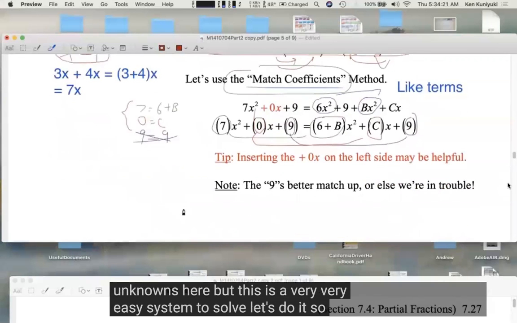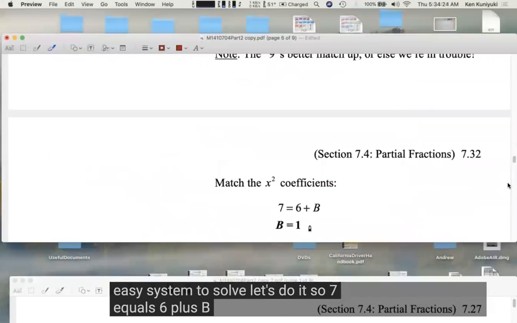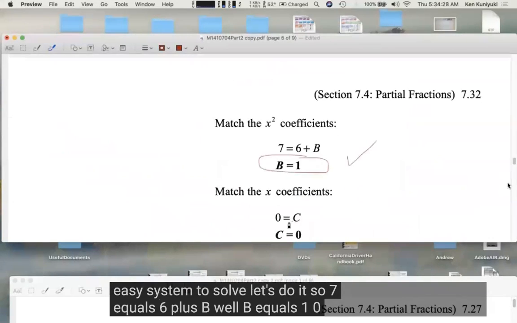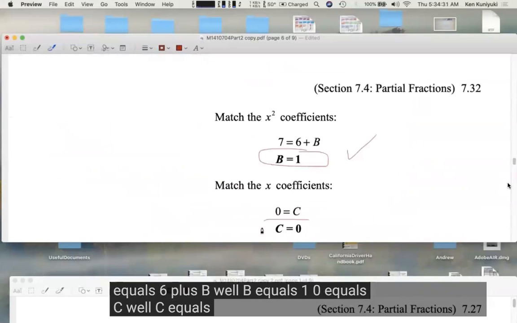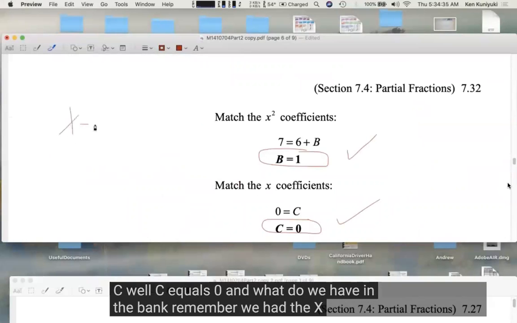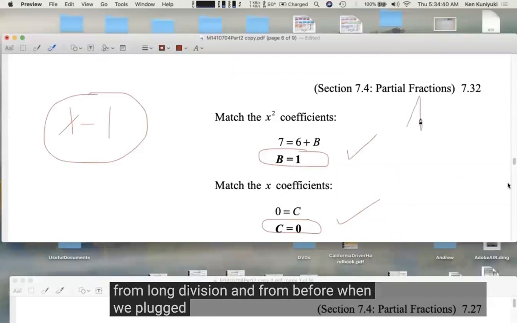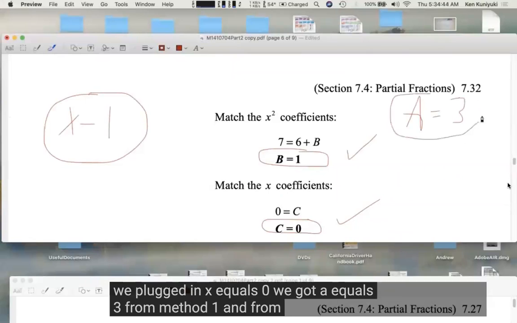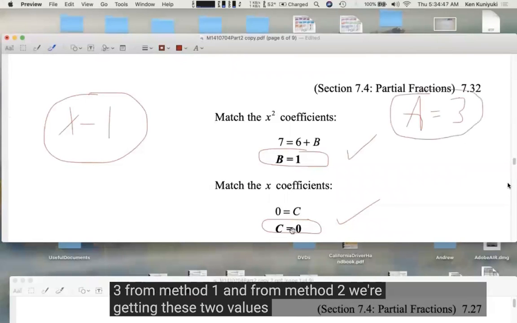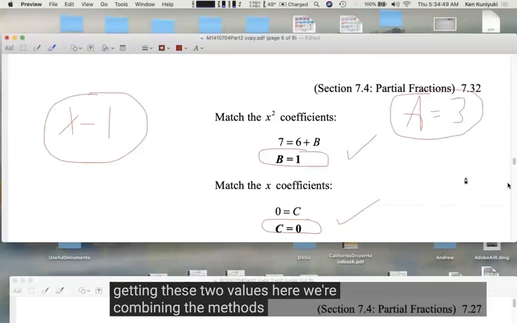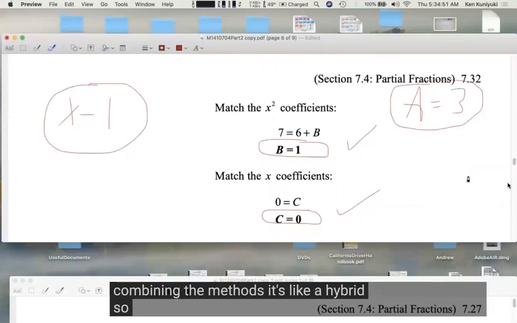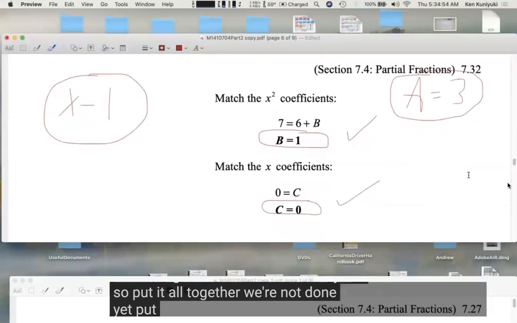Let's do it. So 7 equals 6 plus b, well, b equals 1. 0 equals c, well, c equals 0. And what do we have in the bank? Remember, we had the x minus 1 from long division. And from before, when we plugged in x equals 0, we got a equals 3 from method 1. And for method 2, we're getting these two values here. We're combining the methods. It's like a hybrid. So put it all together. We're not done yet. Put it all together.